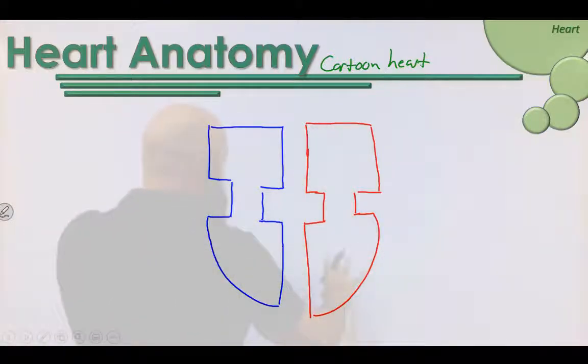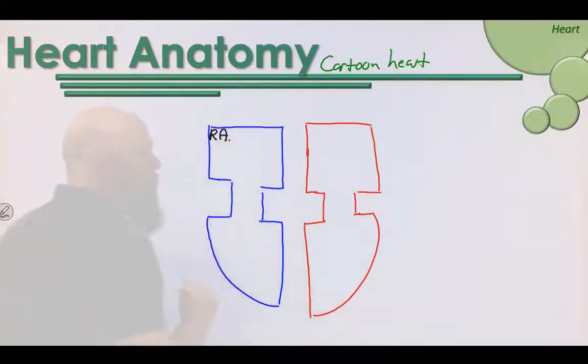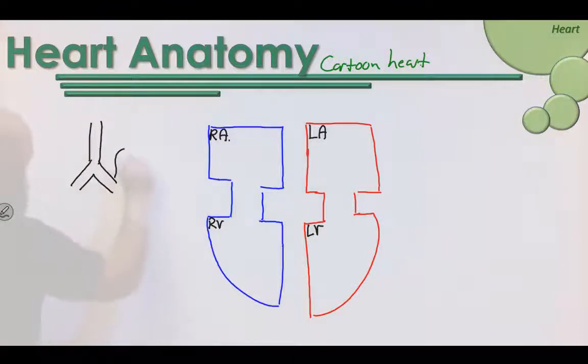There are the chambers up top and the chambers down below. The top chambers are the atrium. And this is the right side, so that would be the right atrium. I'm just going to abbreviate it. It's going to make it easier. And that would make this the left atrium. Brilliant. Below, we have the ventricles. So we're on the right side. That's the right ventricle. Over here, that would make this the left ventricle. Brilliant. Lungs? Yeah?